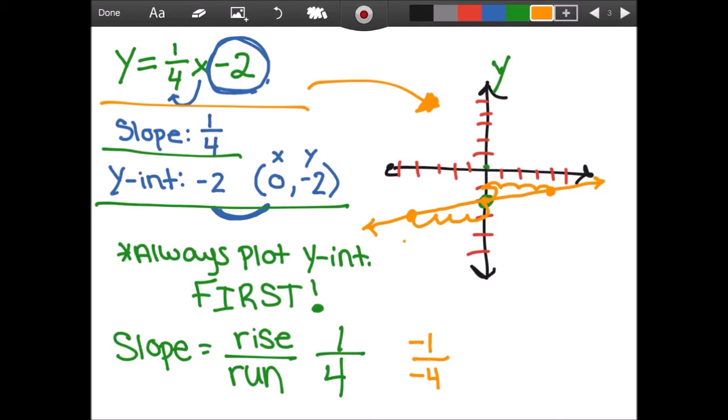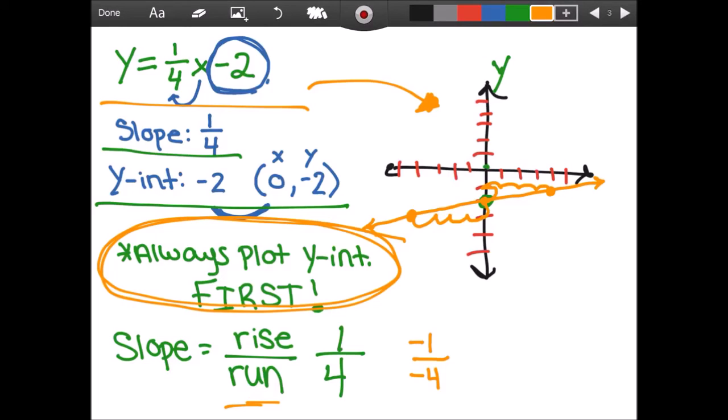Okay, so it's as easy as starting with the Y-intercept. If you plot that first, you should then be able to do your rise over run and get your graph or your line from there.